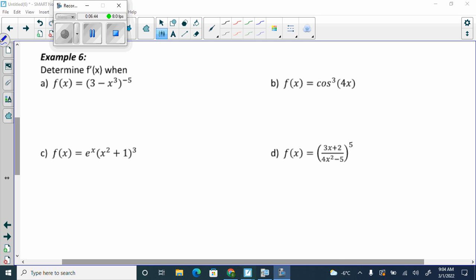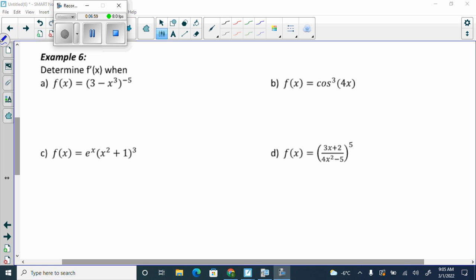So, for C and D, I can't remember how much paper is actually on, not a lot. For C and D, I would do them on a separate sheet, personally, but up to you. Because it's going to be a product rule and a quotient rule. Well, D is a chain rule with a quotient rule embedded.